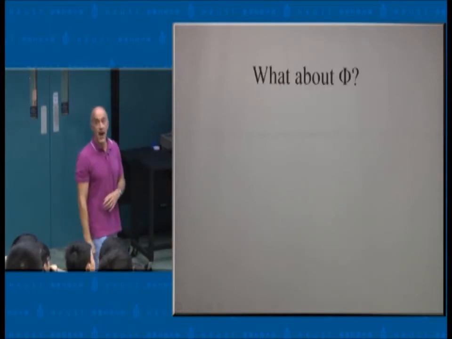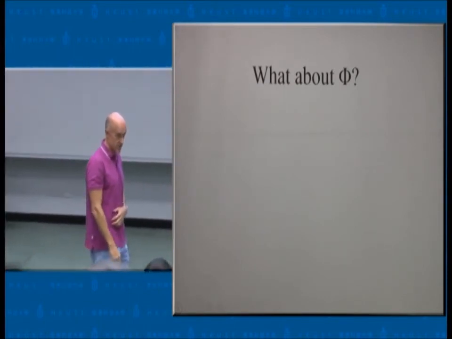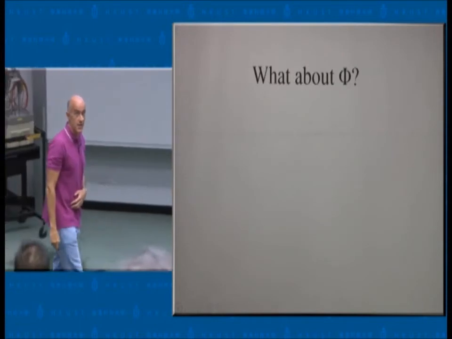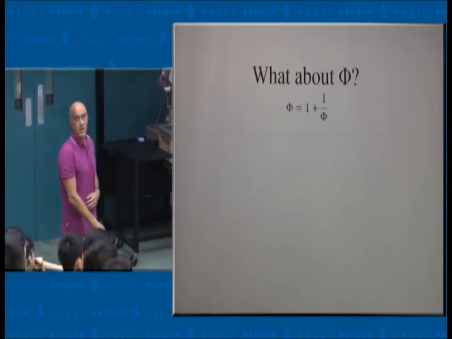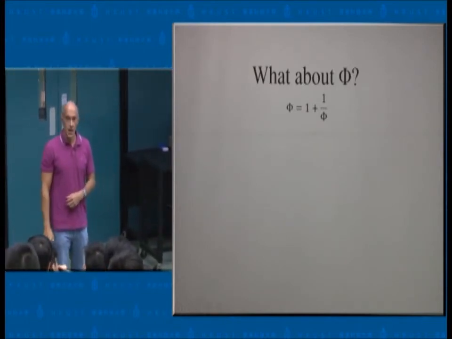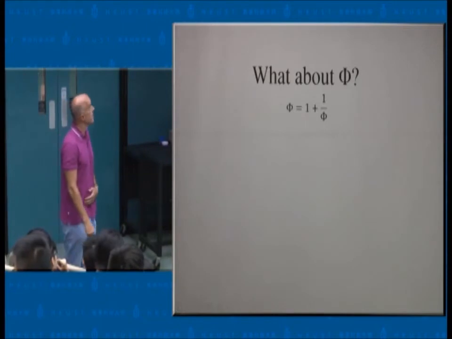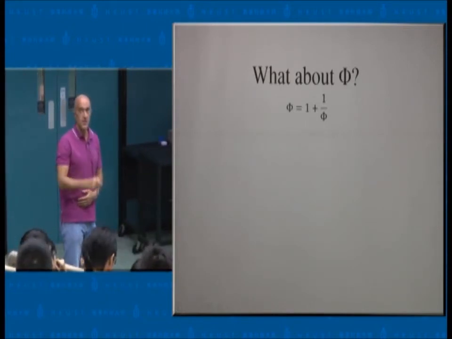So what about phi? So this is where phi becomes a very interesting number. Okay? The golden ratio. How does phi work? Well, I can show you how to construct the continued fraction expansion of phi. Because we know phi equals 1 plus 1 over phi, right?